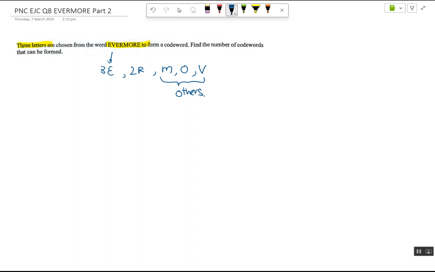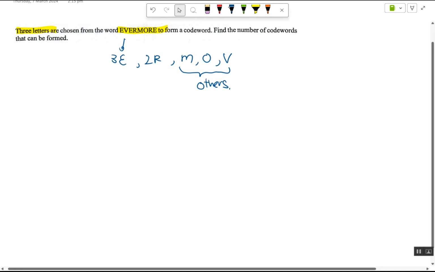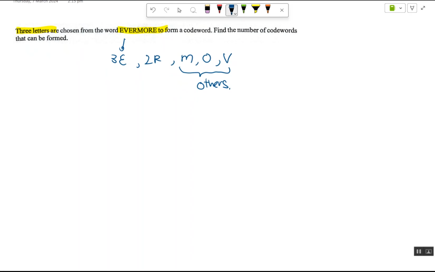Now when you want to do a question like that, there are going to be many cases, because when you have repeated alphabets, that affects the number of ways you are going to count. Remember, in your P&C, if I want to arrange them in one line, it will be 8 factorial over 3 factorial, 2 factorial, because there are 3 E's and 2 R's that are repeated. So you have to consider quite a few cases.